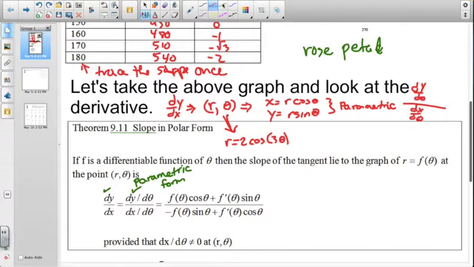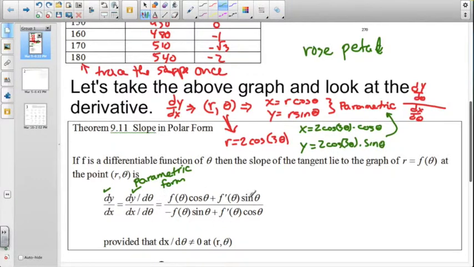So if you notice, our x is going to be r cosine theta, so 2 cosine 3 theta times cosine theta, and our y parametric is going to be r, which is this, times sine theta, so 2 cosine 3 theta times sine theta. And so these are our parametric equations for the curve above. And if you notice, to take the derivative of this and of that, we're going to need the chain rule.